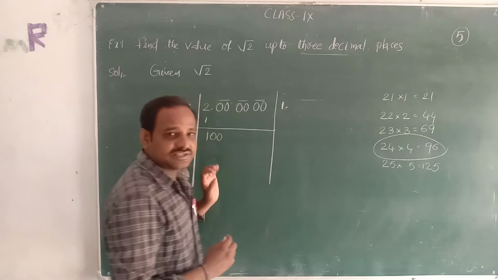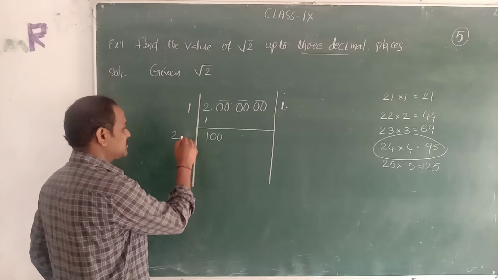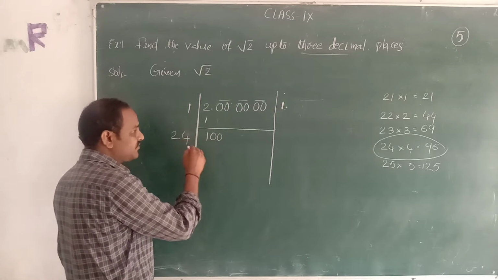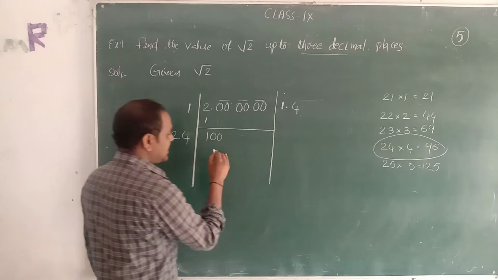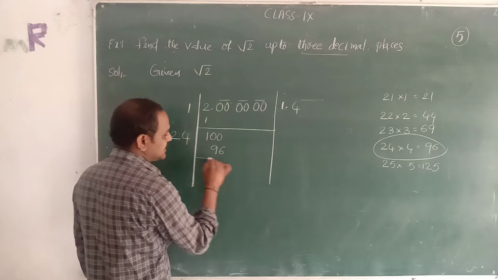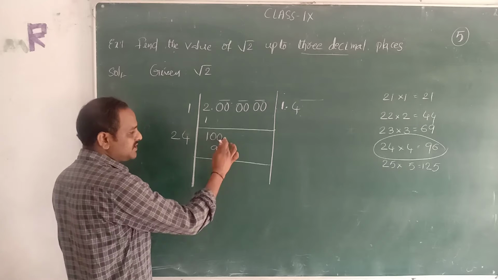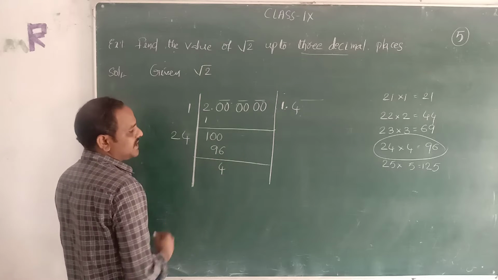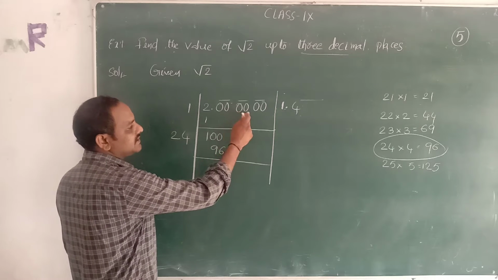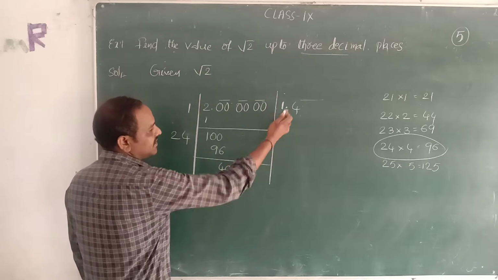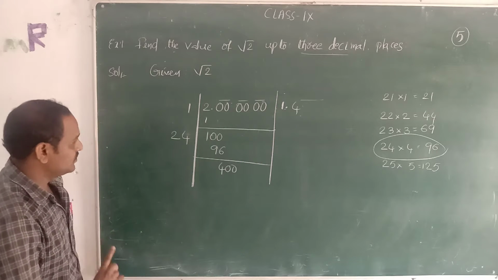So how many times is possible? 4 times. So here we are going to take 24 4s are 96. Then the remainder, here by doing subtraction we get 4. Again we have to take these 2 zeros. There is point already. Okay.